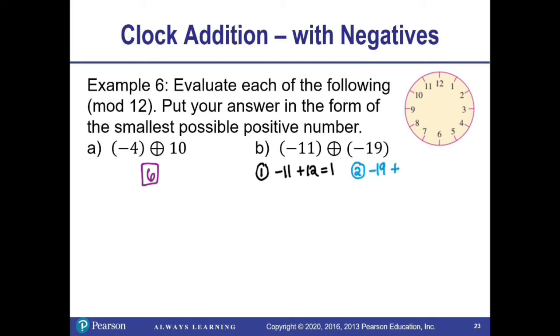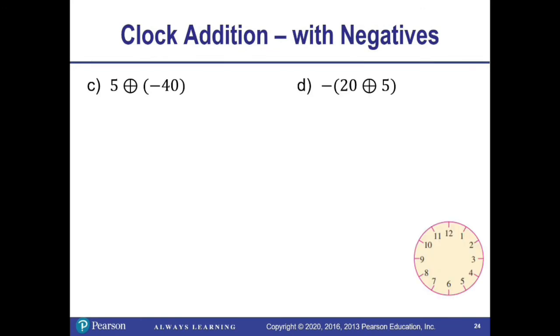For negative 19, I need to find a multiple of 12 that will give me a positive number. Well, 12 times 1 is 12. 12 times 2 is 24, so I'm going to add 24. Negative 19 plus 24 is 5. So negative 11 plus negative 19 on the clock is the same thing as 1 plus 5, which is 6.